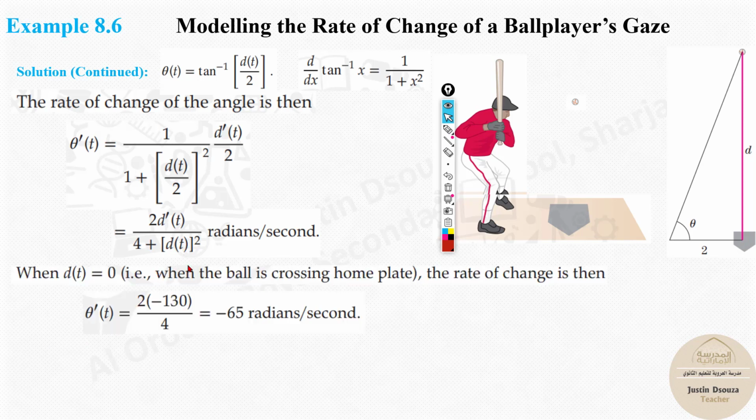All you need to do is substitute what is known: 2 times negative 130, that is given, that's the velocity, divided by 4 plus 0. Why? Because it's coming towards the batsman where he's standing. So the rate of change of gaze, this angle, because we derived on both the sides, we got theta dash, that is the rate of change, and it will be just this in the calculator. It will be negative 65. Now, why negative 65? It's coming from the direction. That's just direction.